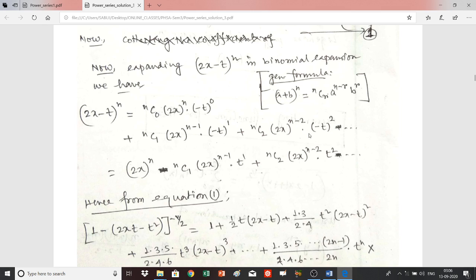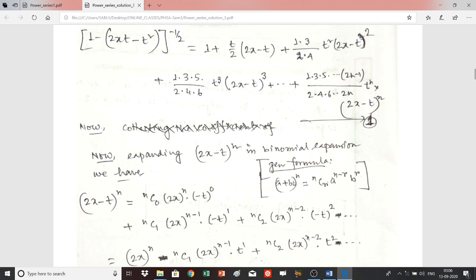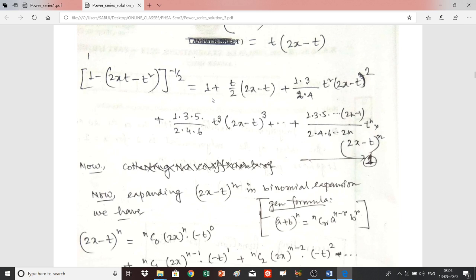And the next term, we will simplify these terms nC1 in some other steps, after some steps. So we write it as it is. Now the third term is nC2, 2x to the power n minus 2, and t square, and other terms. So I have written this expansion, that is the binomial expansion of this term, as equation 1.